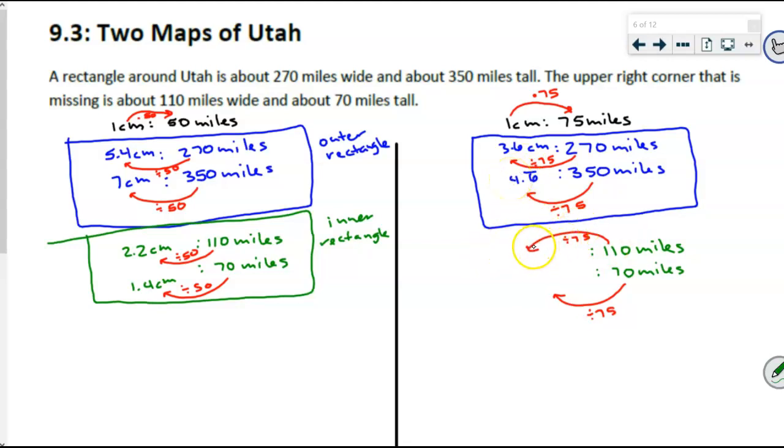110 divided by 75. Let's see the hands for that one, please. Thank you, Joshua. Yep. 1.46. Where's the over bar? Just over the 6. Thank you. What's the unit going to be? Centimeters. Thank you. And 70 divided by 75, Tanner? Okay, so just the 3 is repeating, so just the 3 gets that over bar, and that's going to be centimeters. Let's draw that. Remember, this is that inner rectangle that's been cut out.